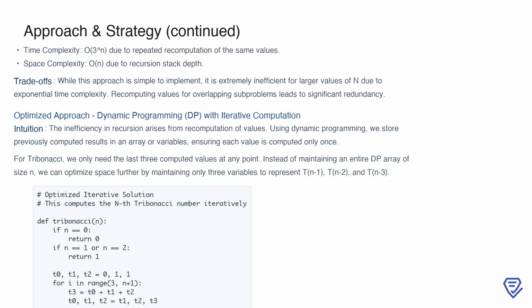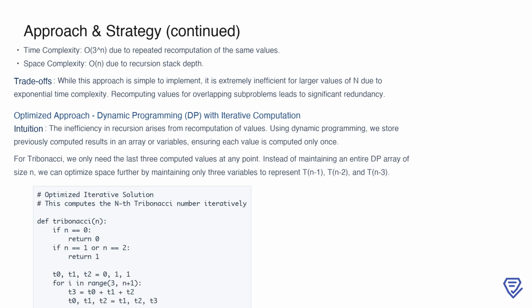A more efficient solution involves using a dynamic programming approach. Instead of recomputing values repeatedly like in recursion, we calculate each Tribonacci number iteratively and store the results. Starting with the base cases t_0, t_1, and t_2, we compute t_3, t_4, and so on, up to t_n, using the formula t_n equals t_(n-1) plus t_(n-2) plus t_(n-3). This ensures that each value is computed only once and eliminates redundant calculations.